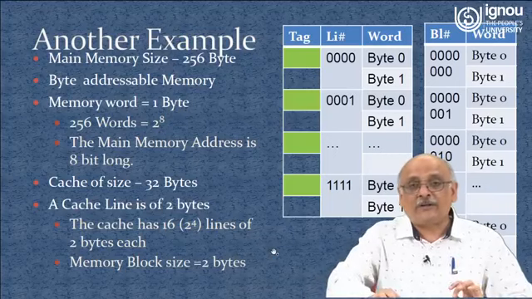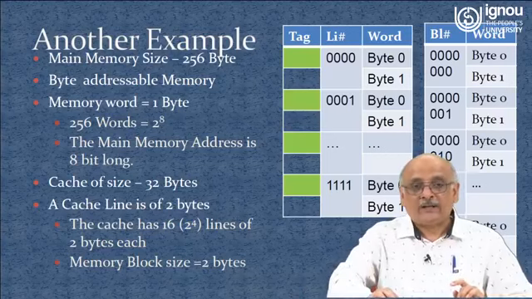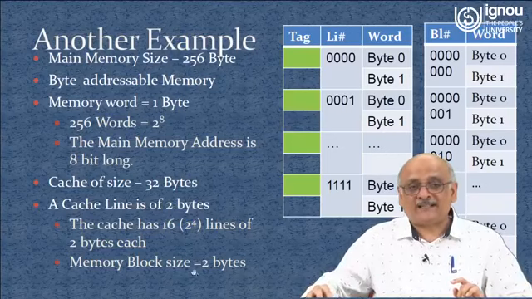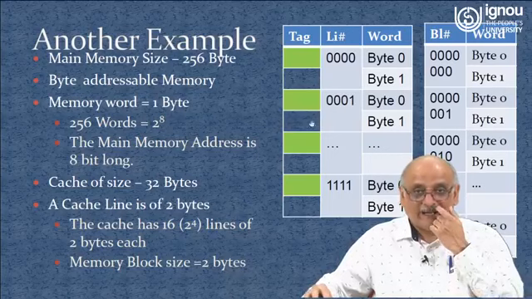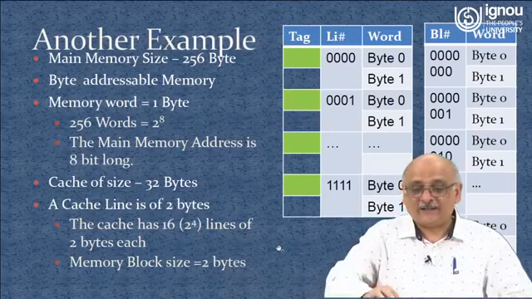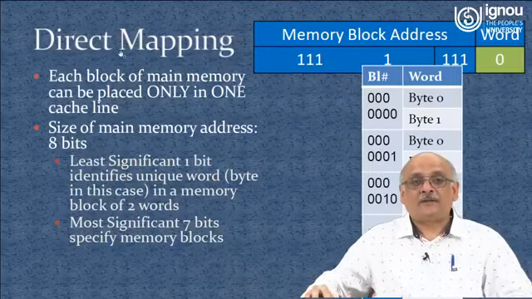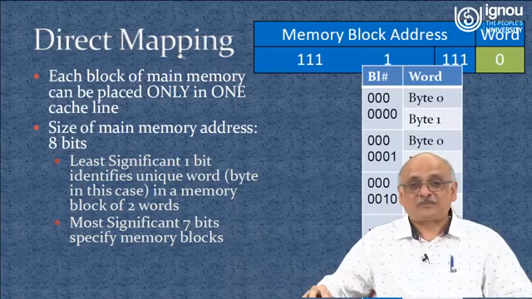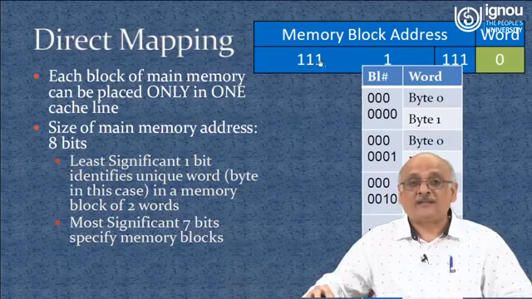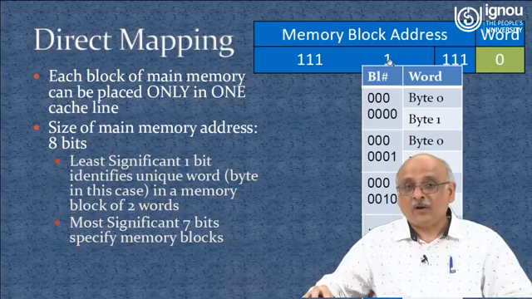The logical structure is not going to change. This is just for demonstration. So the memory block size, you can see, is 2 bytes. And that is what is shown in this particular slide. Now this is direct mapping. Each block of main memory can be placed in only one cache line. Now that is very, very important here. So this is how many bits? 8 bits.